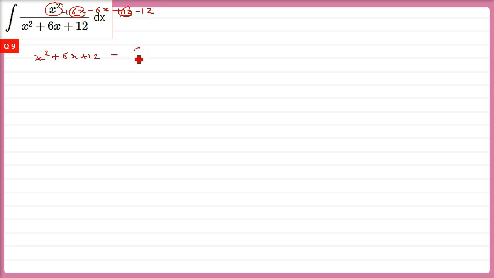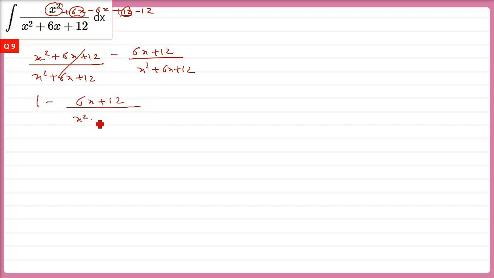So negative, just take outside. 6x plus 12 you can write, and the denominator will be x square plus 6x plus 12. So x square plus 6x plus 12 here, here also x square plus 6x plus 12. Now these two terms get cancelled. 1 minus (6x plus 12) divided by (x square plus 6x plus 12).